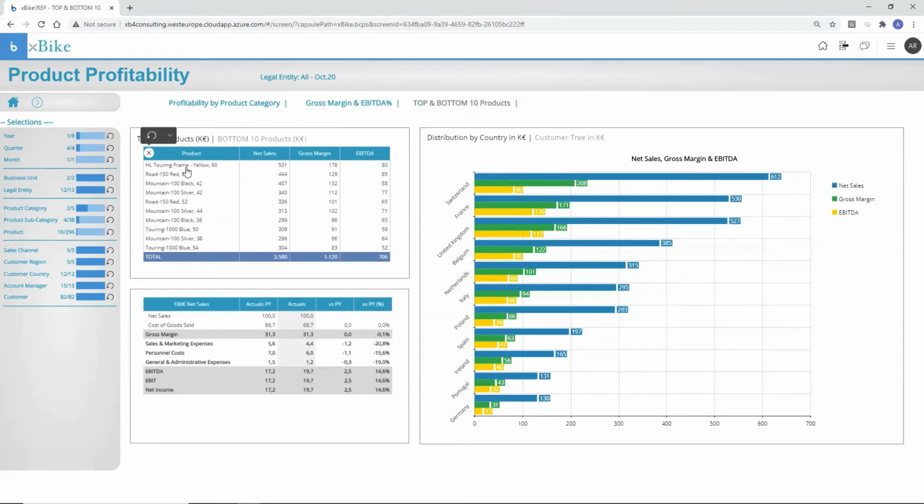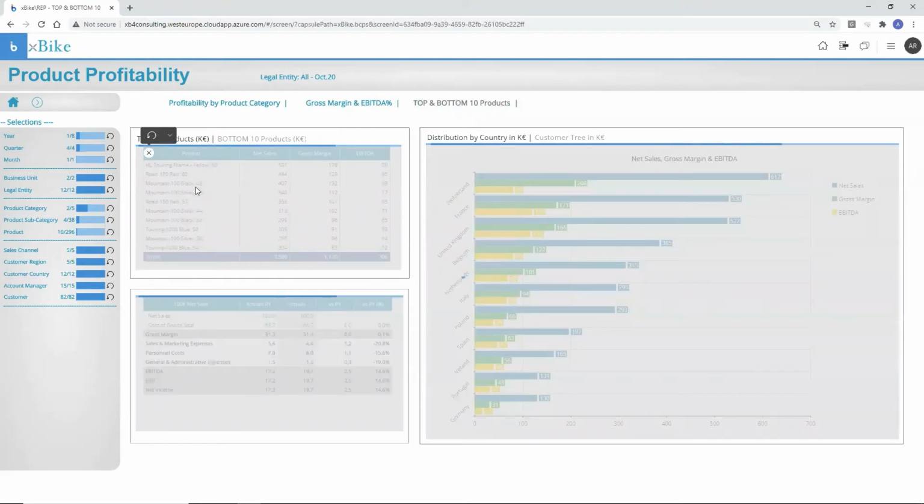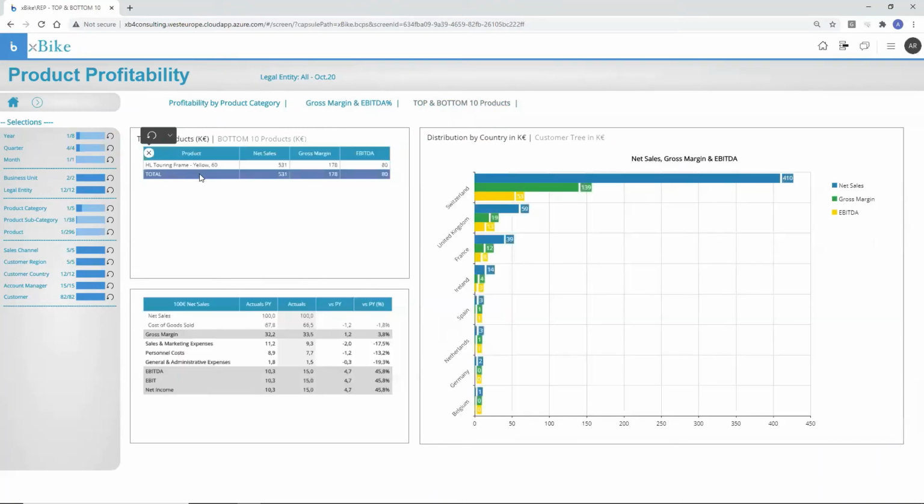What I can also do is focus on a specific product, and I can select it like this. In this case, again, I see that on the most profitable product, I'm able to generate a result of 15 euros on every 100 euros of sales. This product is sold mainly in Switzerland and UK. I can find the net sales, the gross margin, and the EBITDA.